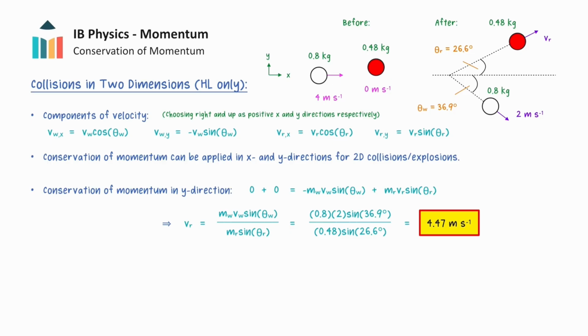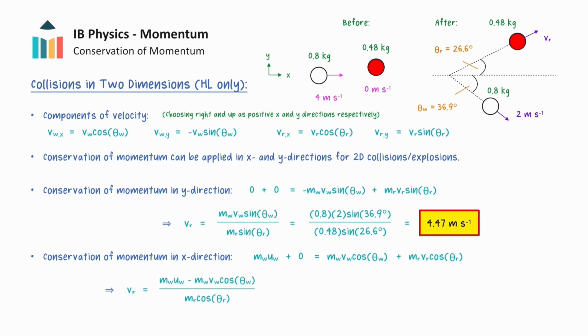Alternatively, this problem can be solved by applying conservation of momentum in the x direction, but this now involves an initial momentum of the white ball, and the final momenta will use the cosine theta terms. This results in a more difficult calculation, but this still results in the same final velocity of 4.47 meters per second as before.